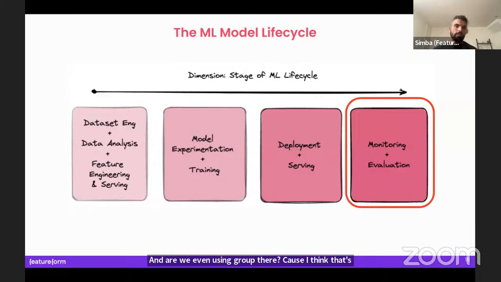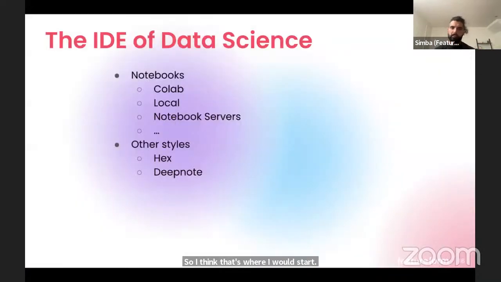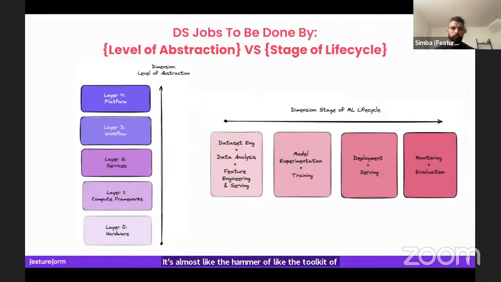That touches all the parts of the life cycle. It's almost like the hammer in the toolkit of data scientists. You need to have some place to work for your notebooks. Now, everything else is where it gets more interesting and more complicated.